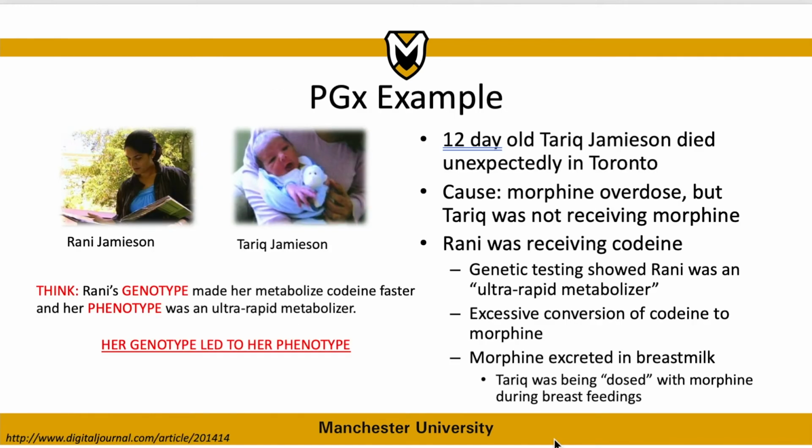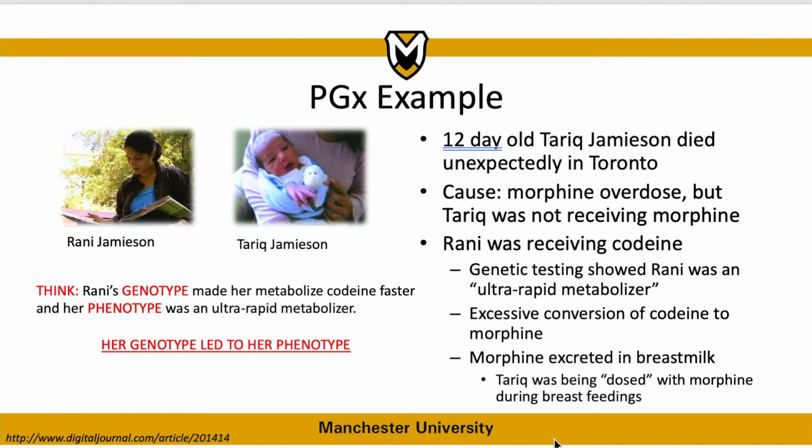Let's look at a PGX example here. We have Ronnie on the left, who is the mother, and we have Tarek, her son, on the right. 12-day-old Tarek actually died unexpectedly in Toronto, and the cause was due to a morphine overdose, but clearly he was not receiving morphine. What happened was Ronnie was receiving codeine for pain after giving birth, and genetic testing showed that Ronnie was an ultra-rapid metabolizer of codeine.